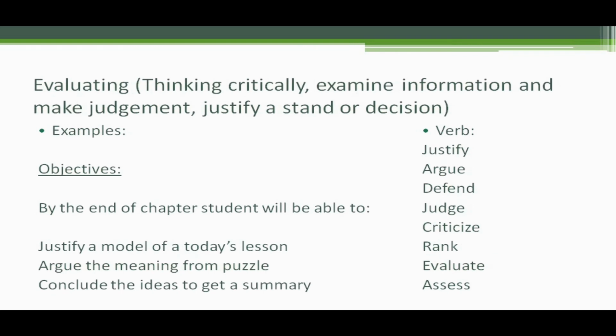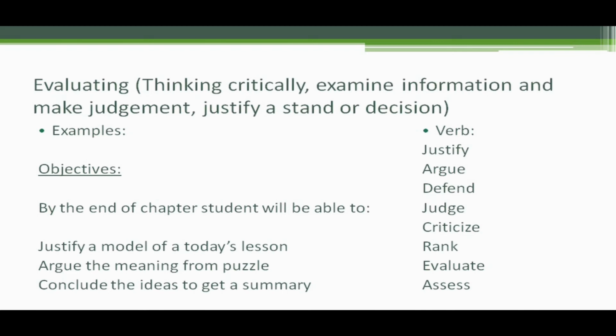After the analyzing level, we have evaluating level. Here, the learner thinks critically, he examines information and makes judgments. He tries to justify and stand with his decision.